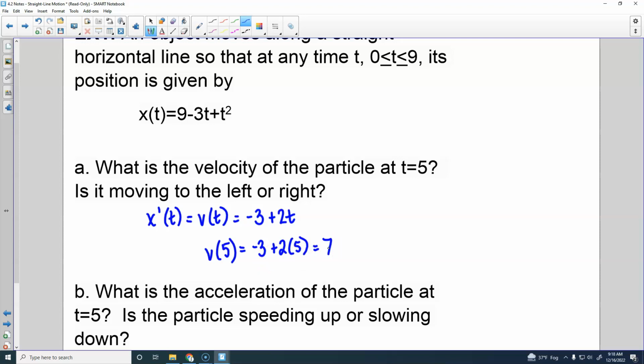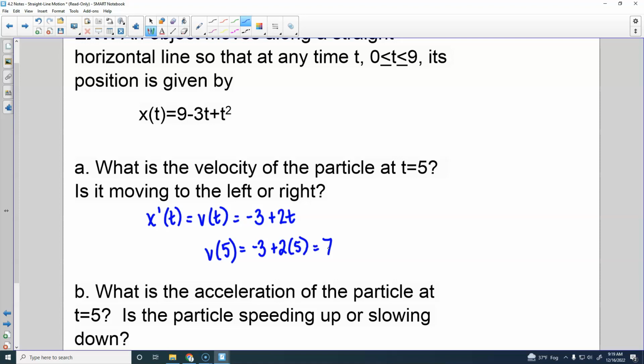All right. So our velocity is 7. This problem doesn't have any units in it, so we can ignore units for the problem. We're going to see some others that do have units where we got to think about them. So the other question is, is this particle moving to the left or to the right?